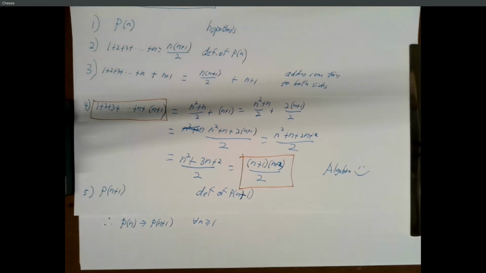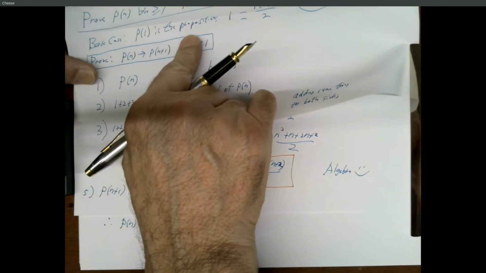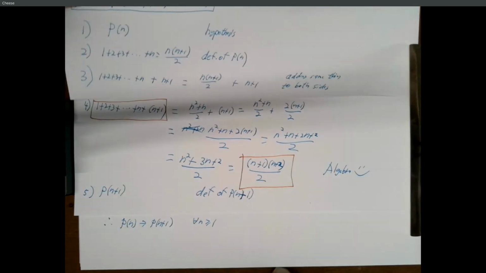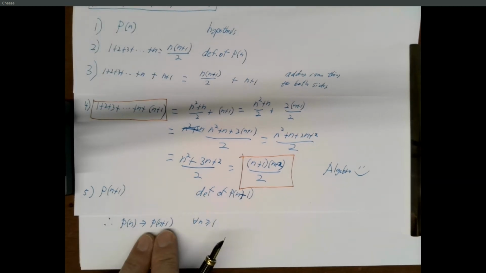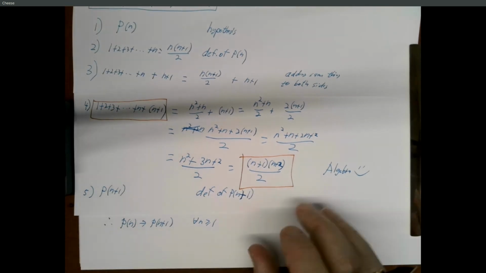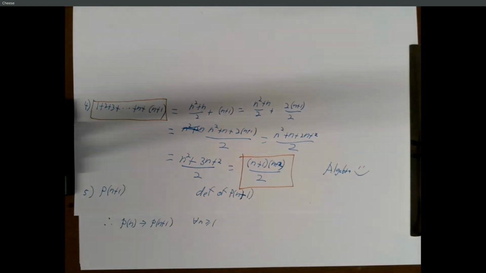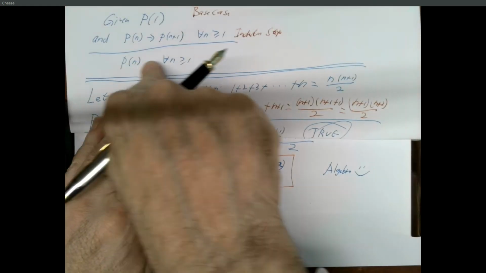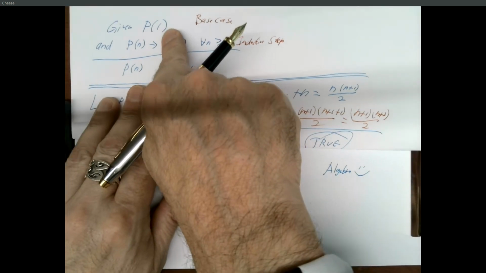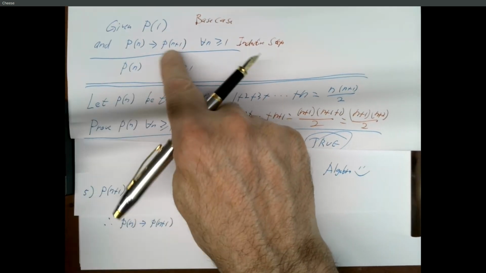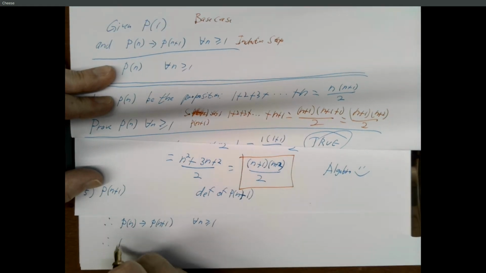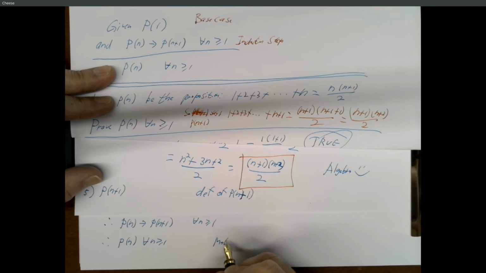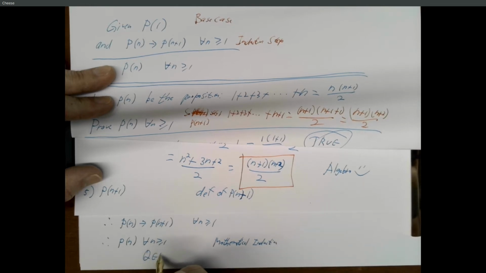Well, now I've got two things. I've proven a base case, P(1) is true, and I've proven if P(n) is true, then P(n+1) is true. Now, I can say by mathematical induction, because I proved P(1) and I proved P(n) implies P(n+1), I can conclude P(n) for all n bigger than or equal to 1. The reason for that is mathematical induction. And that's what we were trying to show.